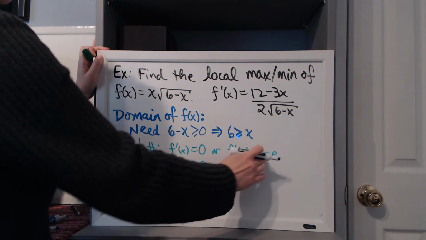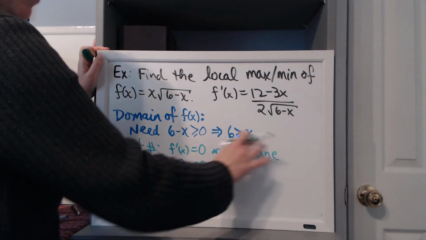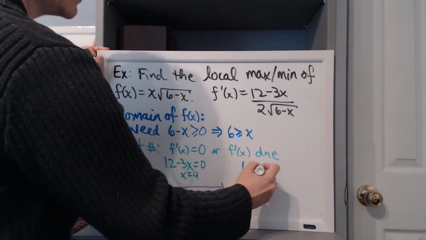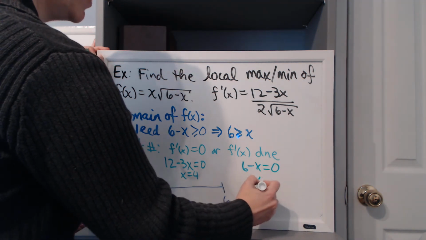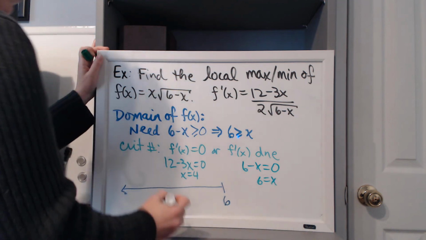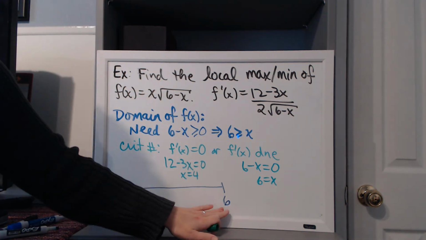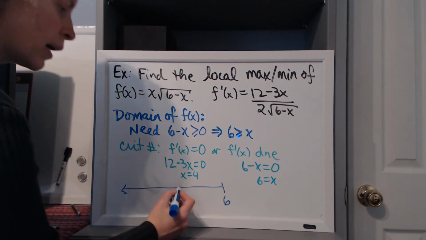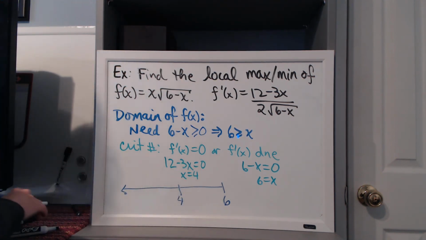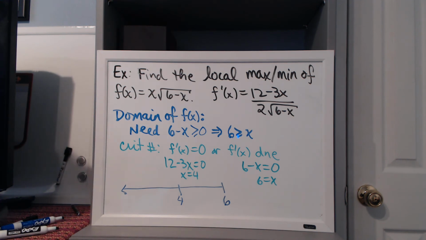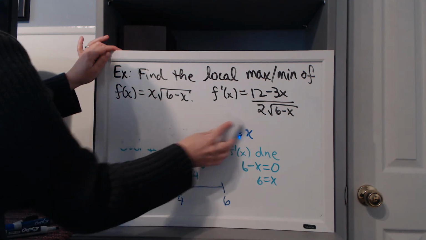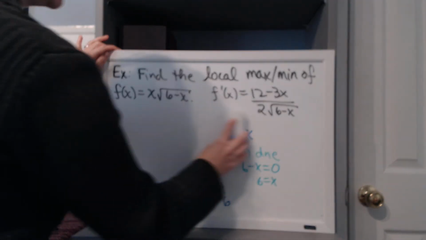And then for f prime does not exist, that's where the denominator might be 0. So we need to worry about where x minus 6 would be 0, so that would be x equals 6. We've got two critical numbers, 6 and then 4. So we can mark 4 on the number line as our other critical number, and then we're ready to keep going. But again, I need a little more space, so I'm going to erase.